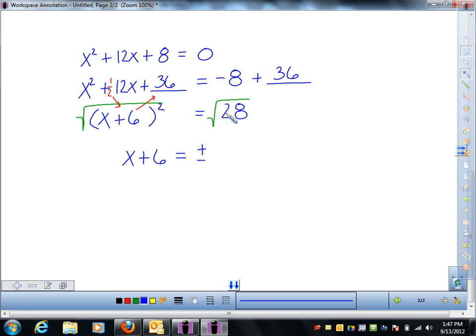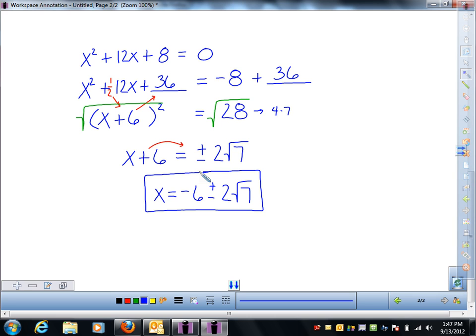And inside of this 28, I do have a perfect square. When I look at 28, that's the same as 4 times 7, 4 being a perfect square of 2, so I end up with an answer of 2 radical 7. Now I need to solve for my x, so I'm going to take that 6 and just move it over. And so my final answer ends up being x equals negative 6 plus or minus 2 times the square root of 7.